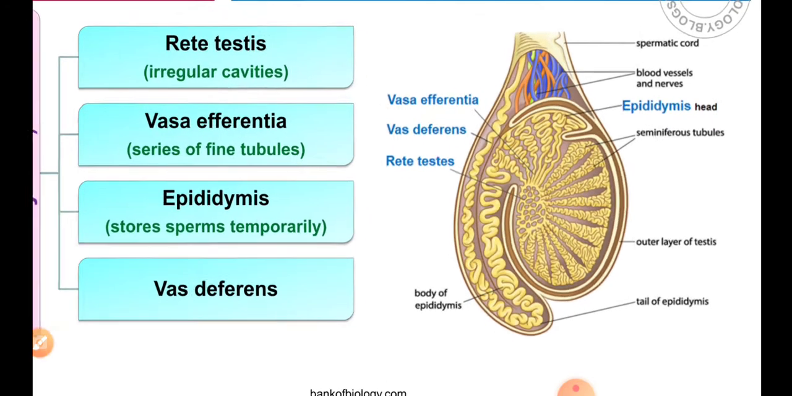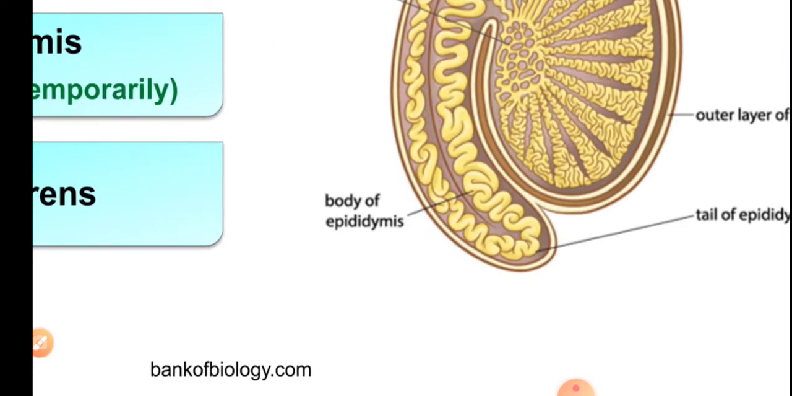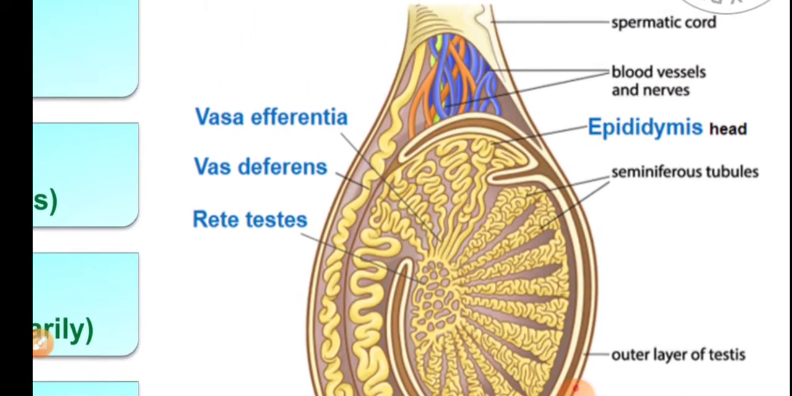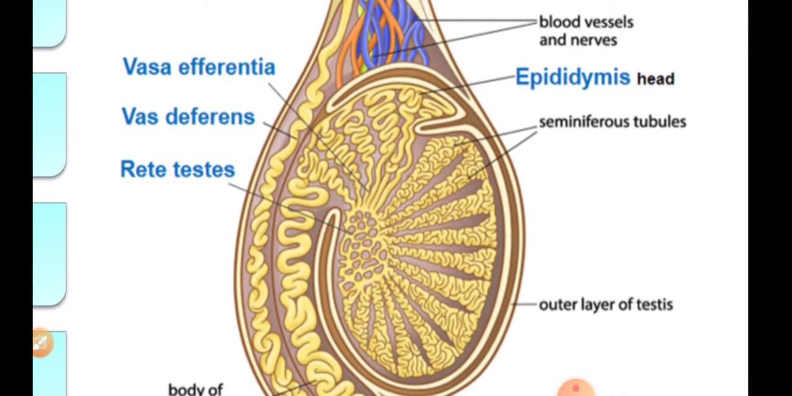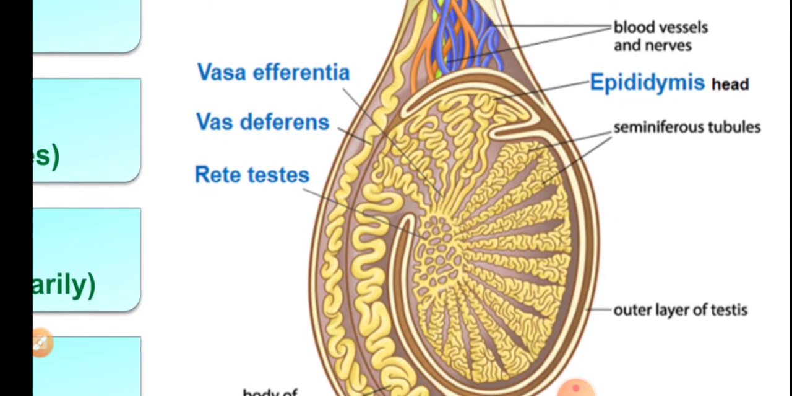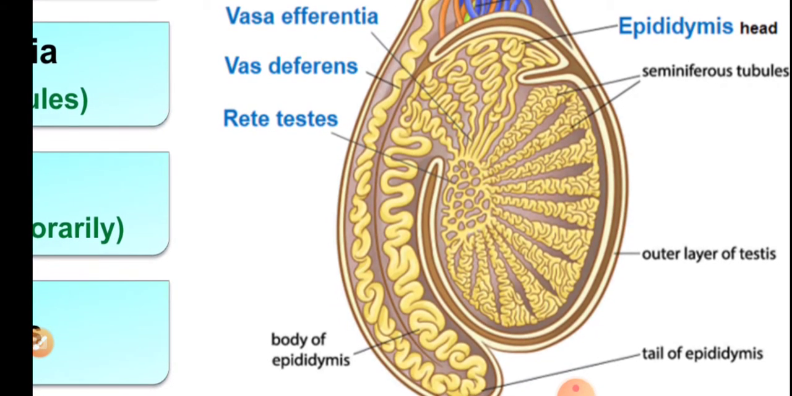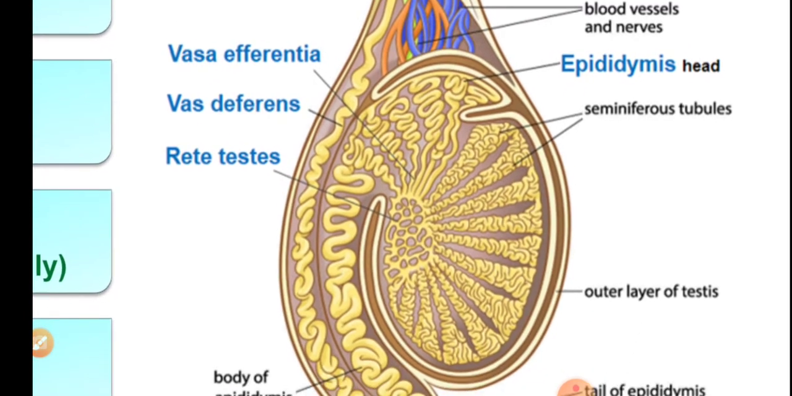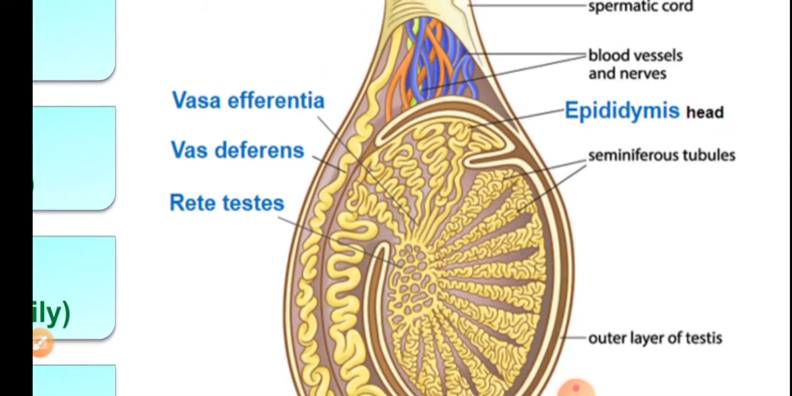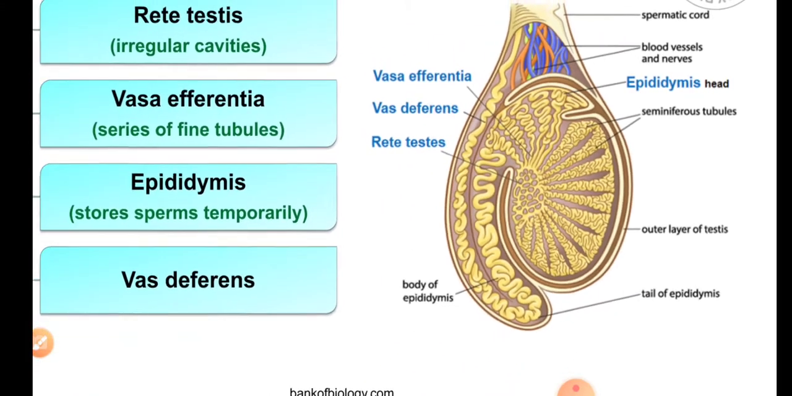In the figure you see the enlarged view, you can easily see there. Rete testis, see the irregular cavities, and the vasa efferentia are seen there. These are the ducts here. The vas deferens is somewhat outside, and another important duct is the epididymis. As you can see, they are all labeled in blue color, and the rest in black.